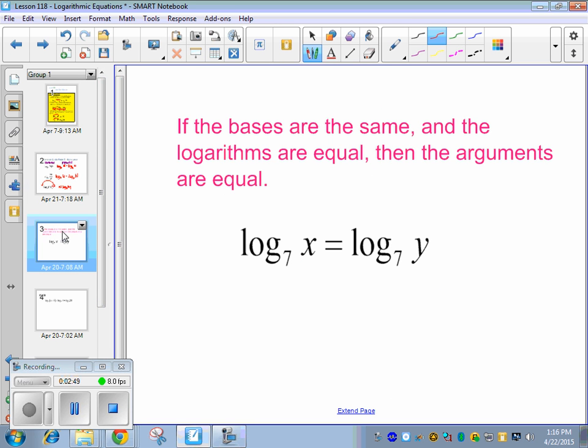Alright, so let's actually solve an equation. Oh wait, first one more thing. If the bases are the same, then the logs are equal, and if the logs are equal, then the arguments are equal. So as long as you have it all condensed on one side and condensed on the other side, then you can drop the logs off and say that the arguments are equal. That's how you get rid of the logs, but you have to have logs of the same base on both sides. So log base 7 in this case, and log base 7.